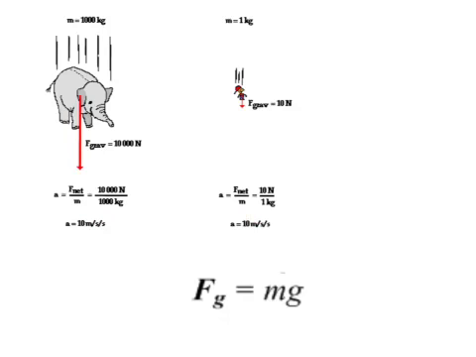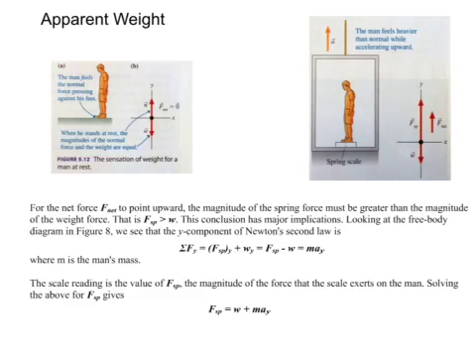Okay? Now, since Newton's second law tells us F equals ma, we can take our acceleration and make it g in this case. So weight is the force of Earth's gravitational field pulling all objects toward the center of the Earth. And it's a force. So the weight of an object is the force of gravity on that object.